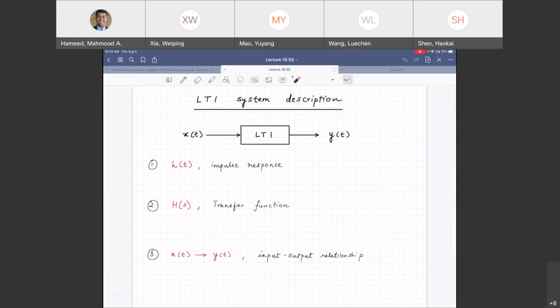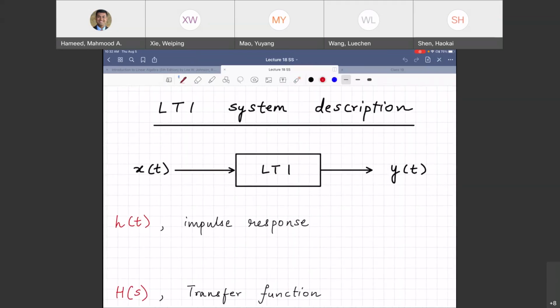So let's talk about the description of an LTI system. We'll do it in three ways. There's an input to this system, the system itself is LTI, and the output is denoted as y of t. If you wanted to characterize the system itself, you have three different ways. One is the impulse response of the system. What is impulse response? Well, if the input is delta of t, then the output is h of t. That's the impulse response of this LTI system. That's one way of describing it.